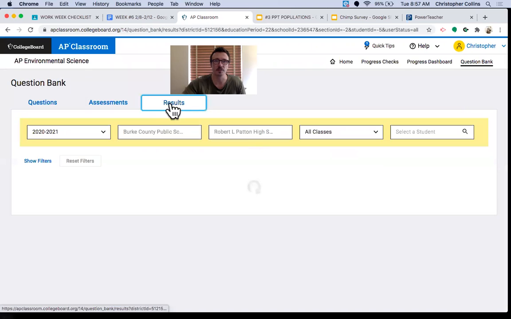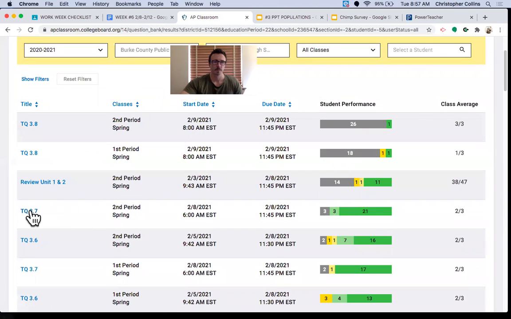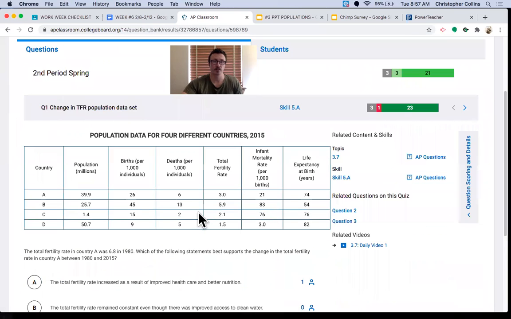Okay, let's take a look at 3.7. We're looking at total fertility rates, which is what you learned about yesterday. Same chart. The total fertility rate in country A was 6.8 in 1980. So that means that the average number of children a woman had in country A in their life was almost 7. That's a lot of children. Which of the following statements best supports the change in the total fertility rate in country A from 1980 to 2015? Well, if we look at country A in 2015, their total fertility rate is only 3. So it's gone down by about half.